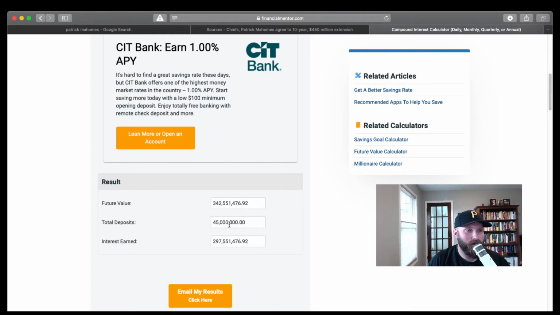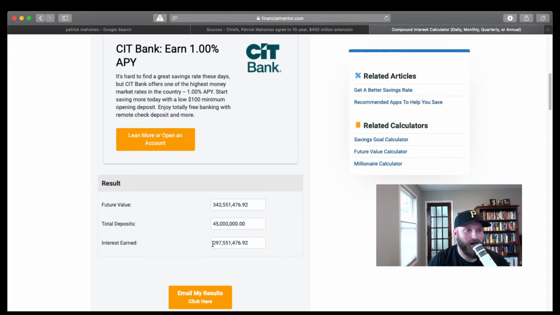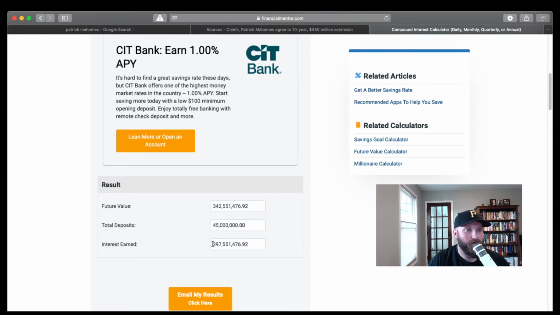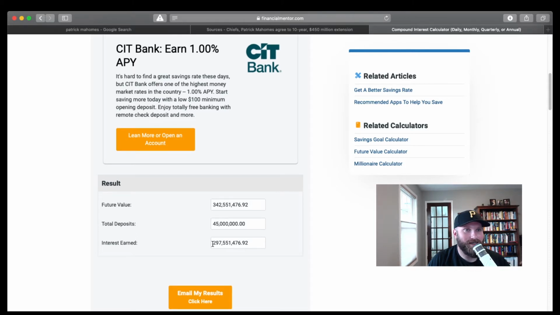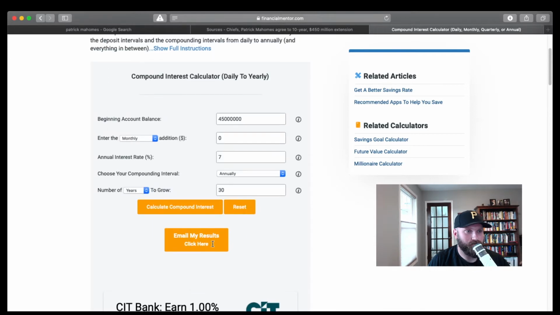Now, he put in the $45 million, say his single year, and interest earned, almost $300 million of interest earned on that. Now, this isn't interest. This is 7% appreciation. But that's just an insane amount of money.